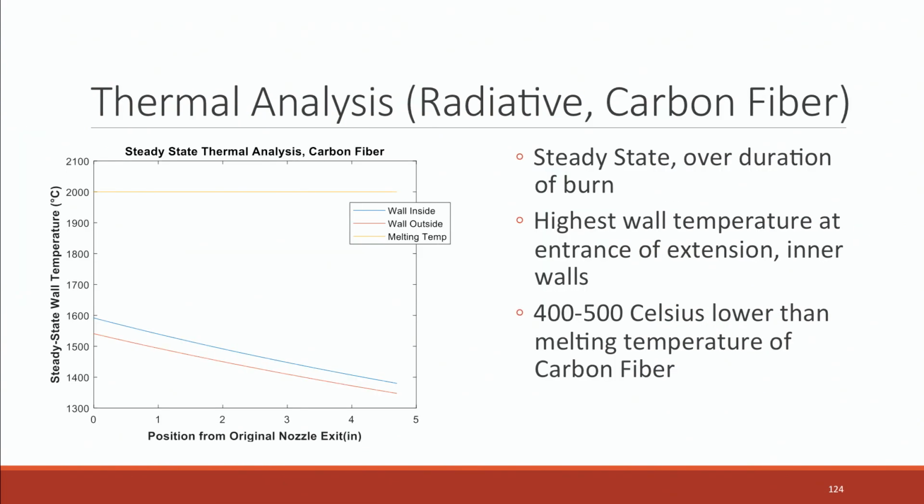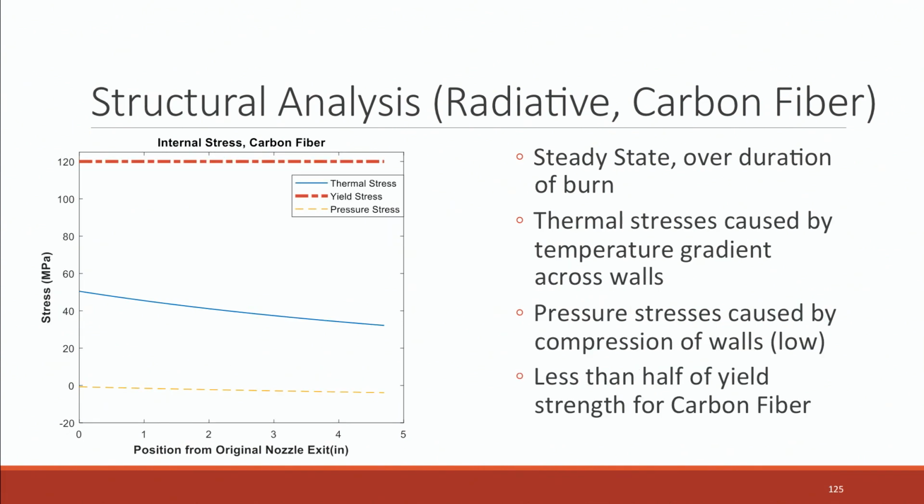So just looking at some of the constraints, this is a steady-state thermal analysis of the walls themselves. The line at the top is the melting temperature of the carbon fiber that we used. You see that the temperatures of the walls are rather high, 1600 Celsius, but still significantly lower than the melting temperature of the material. And looking at the structural analysis, we saw that the main stresses in the walls were due to thermal stress, which is caused by the temperature gradient from the inside to the outside. And it's still much lower than the yield stress at the top, where you'd see failure in the walls.